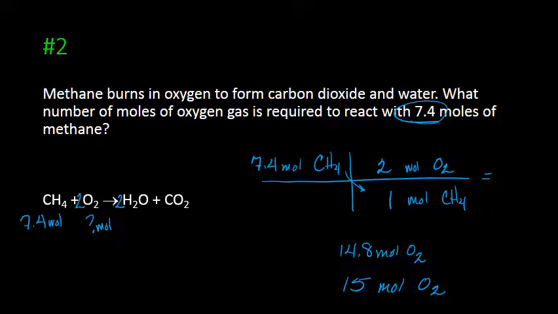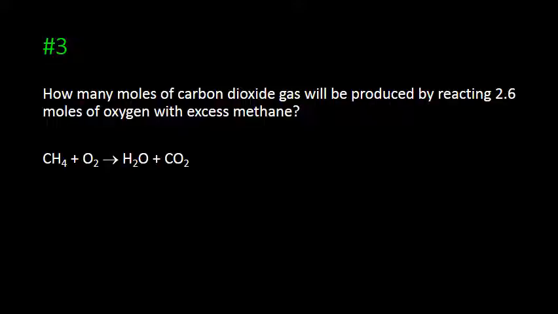Let's try another one. Go ahead and pause the video, see if you can do this problem on your own. Okay, well, yeah, it's got to be balanced. So we need a 2 and a 2. Now that's balanced. Okay, so we have 2.6 moles of oxygen. 2.6 moles of oxygen. And we want to know how much carbon dioxide is going to be produced. This says with excess methane. And what the word excess methane means, you have so much of this that you are never going to run out. You have so much more methane than you have oxygen, you don't even have to worry about it. But that's what those words mean. Okay, so let's start with the 2.6 moles of oxygen.